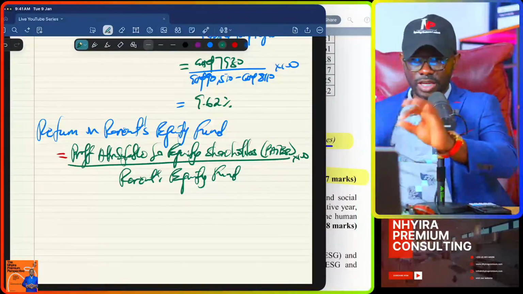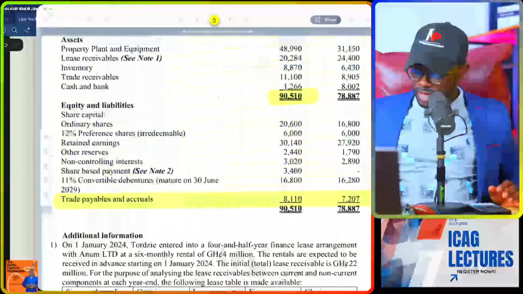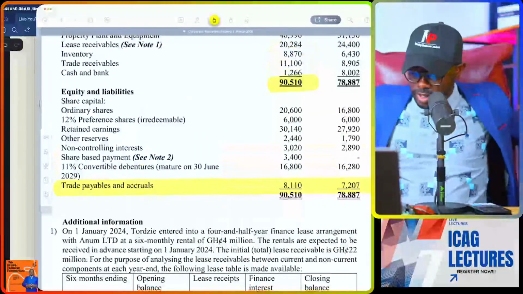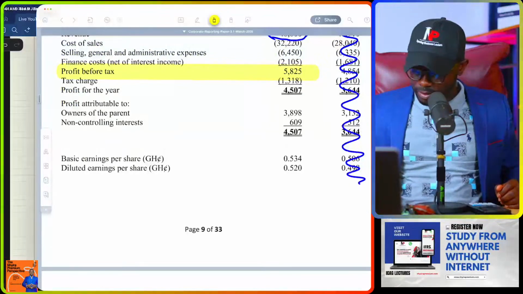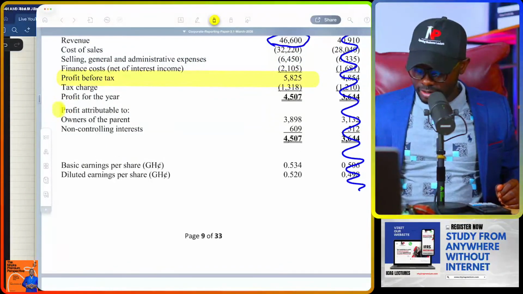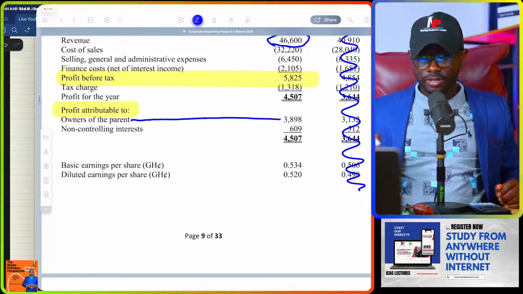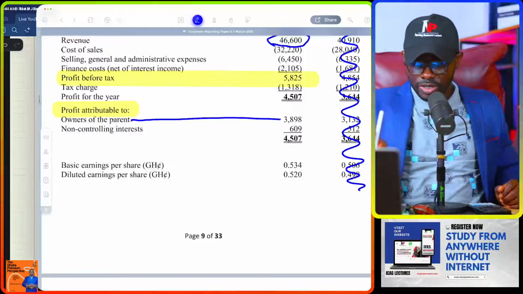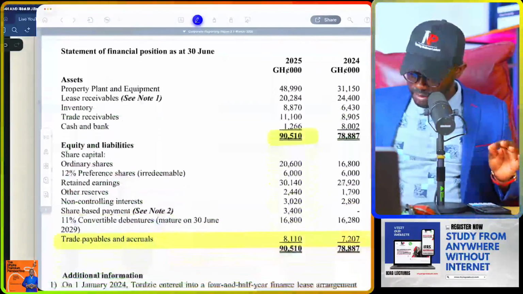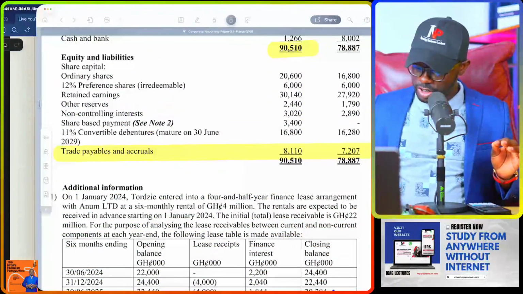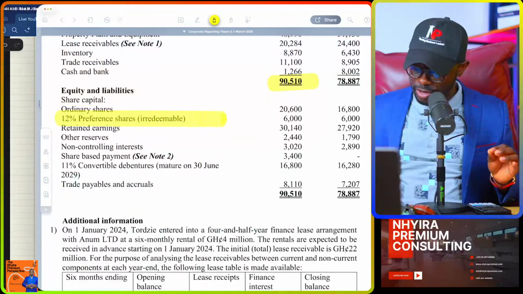How do we get the profit attributable to the equity shareholders? You can take the profit for the year. So if we come back to the statement of profit or loss, you can see the profit attributable to owners of the parents. But in the question also, you will see that there are preference shares there. So you can see here, we have 12% preference shares irredeemable.